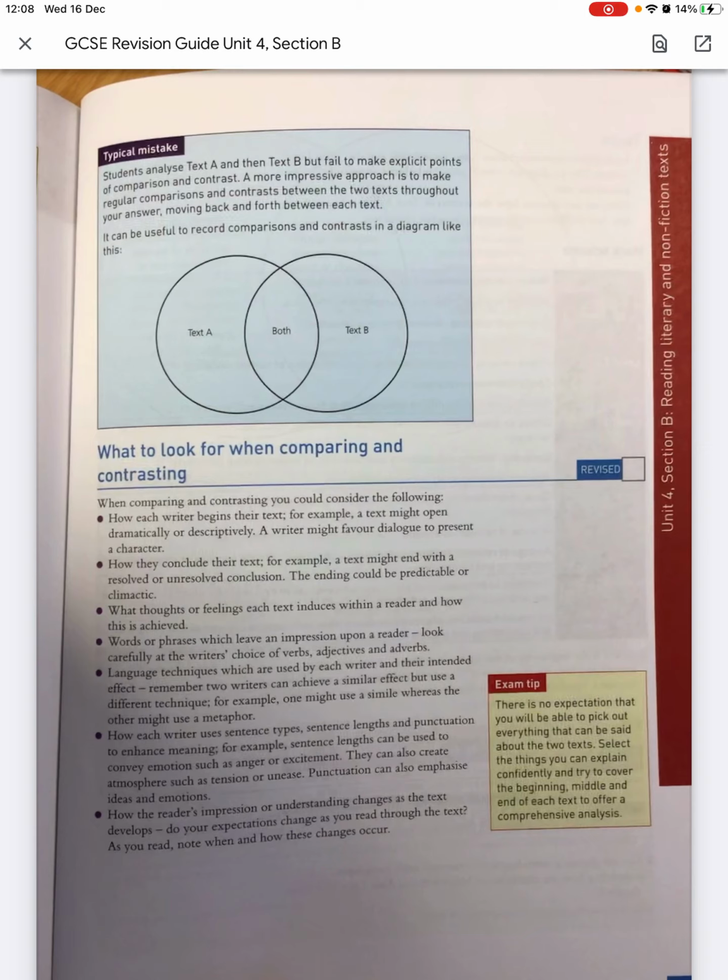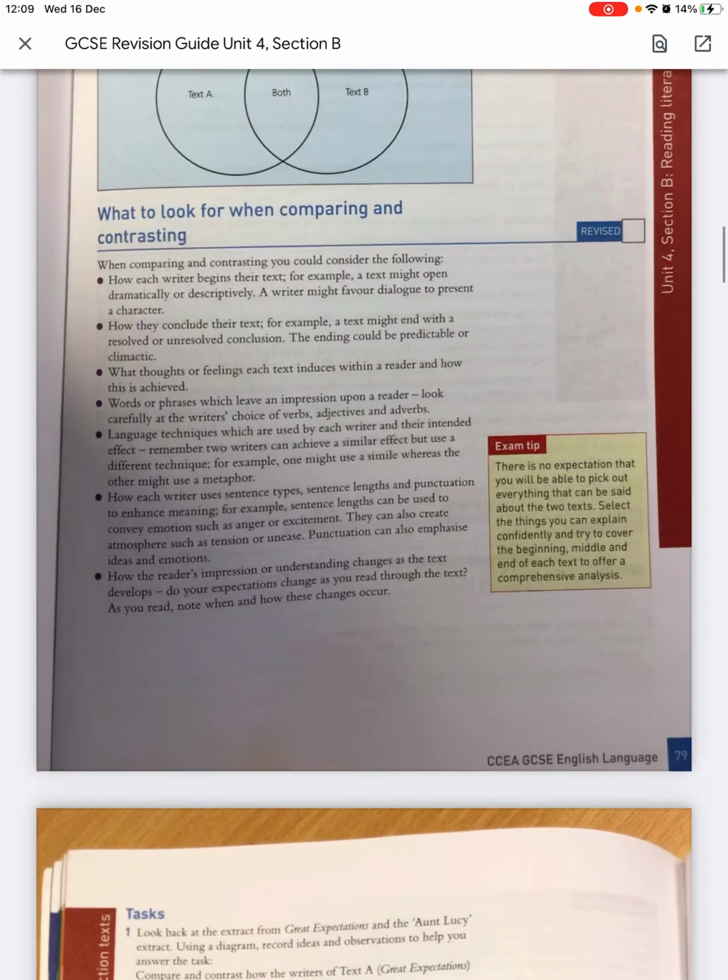And you do the same thing for text B. What's unique to text B? And then in the middle, where there's the overlap and it says both, that's where you write what they have in common. So using that tool will really help you plan your ideas.